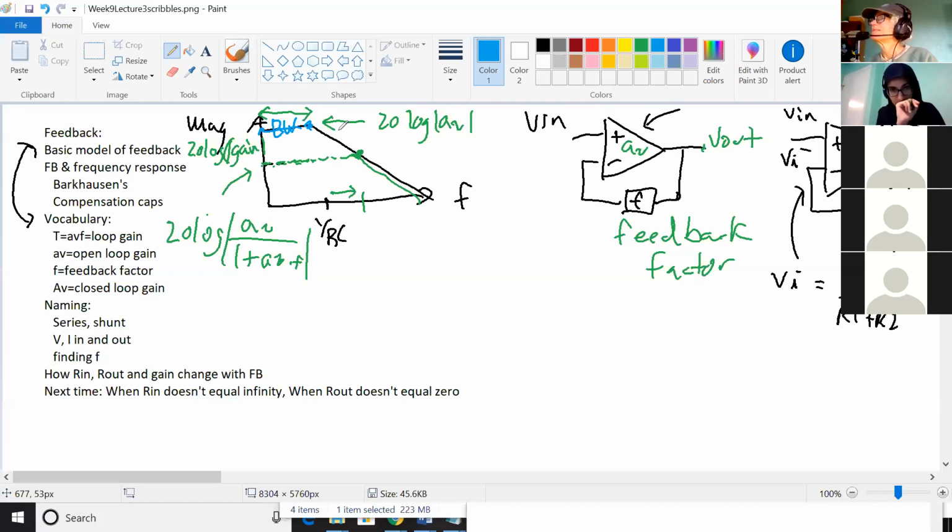Increased it? It increased it. It got wider. So when you add feedback, the bandwidth gets wider, and as an appropriate name, you call this wide banding. Wide banding your amplifier. So by dropping the gain, you actually get an increase in your bandwidth.